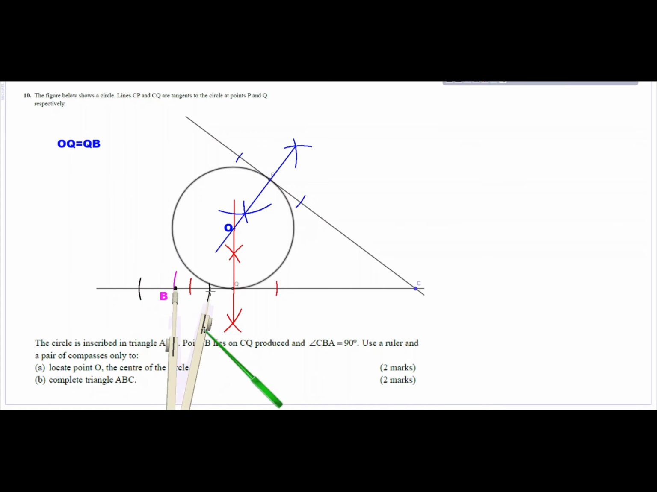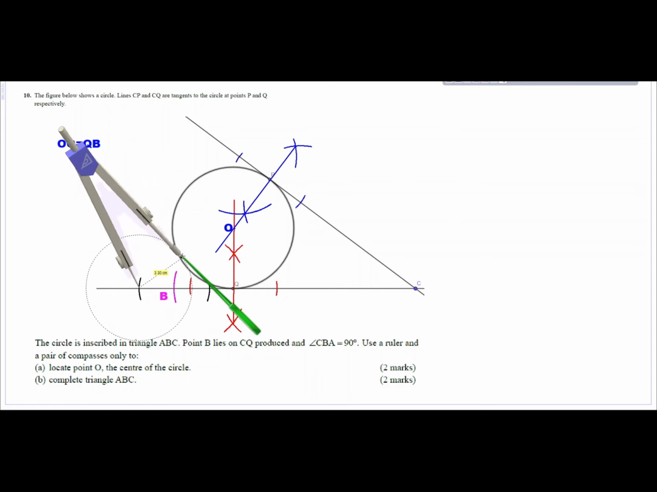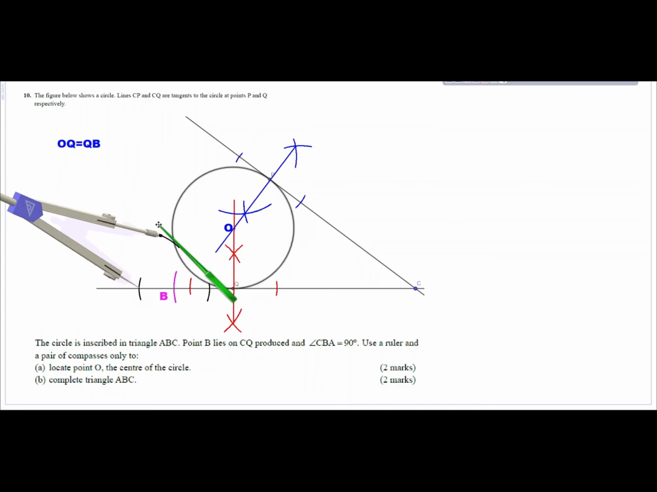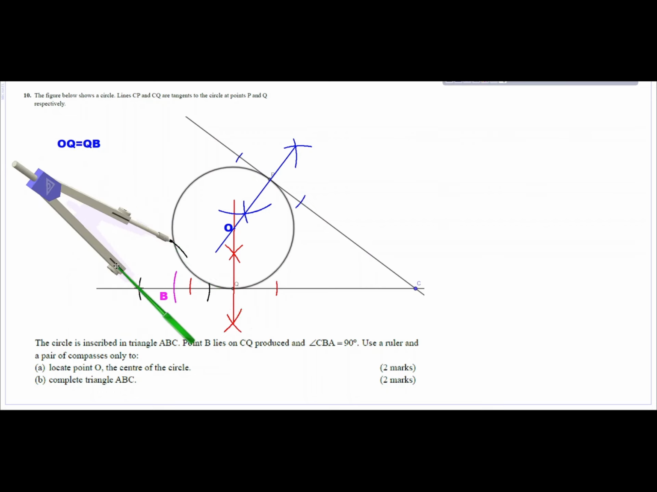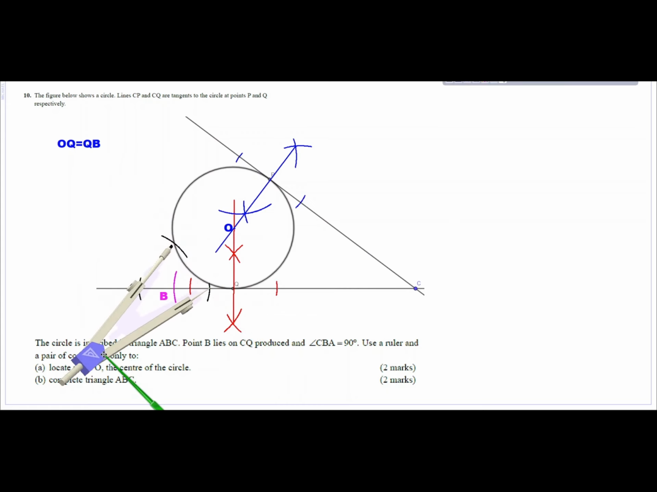Fine. Then we adjust the radius using the arcs, and we adjust the radius less than this, such that we are going to put an arc there, and also use the other side as the center. Fine.